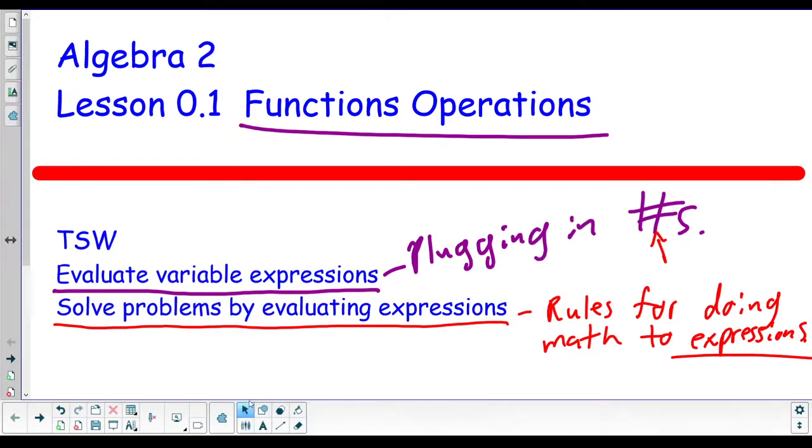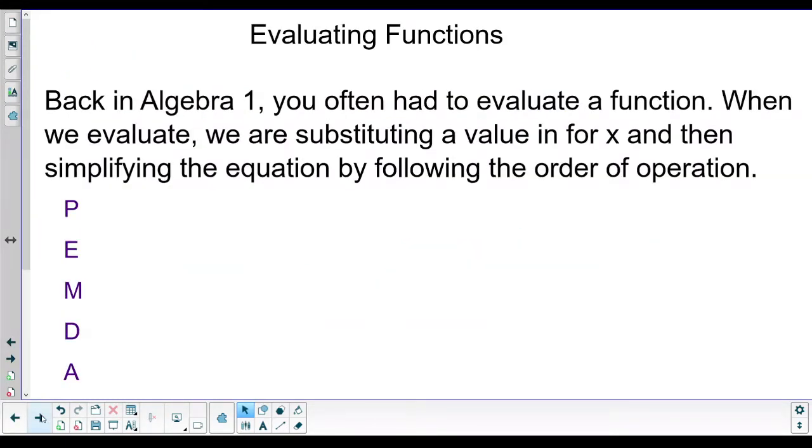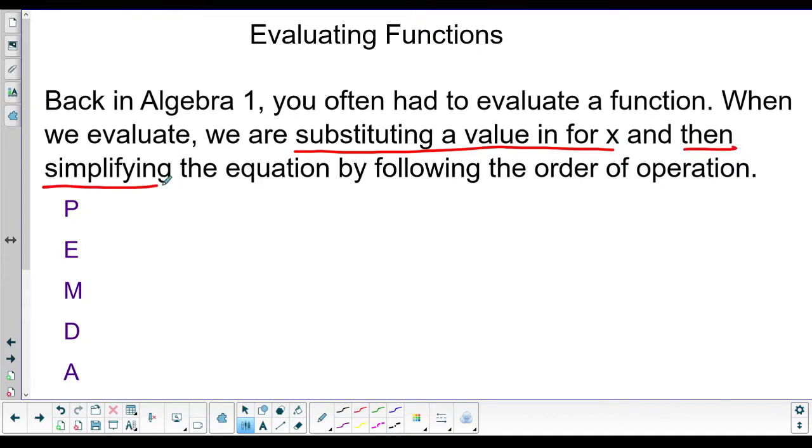So let's go ahead and dive into it. Let's get some of the easy stuff out of the way. First, we're going to start with evaluating functions. What evaluating means is substituting a value in for x, then simplifying, and we're going to follow the order of operation.